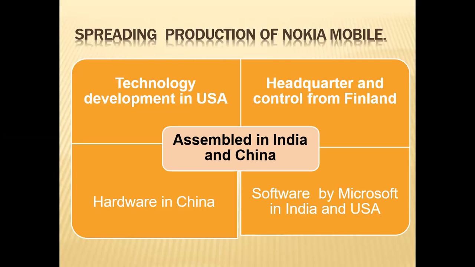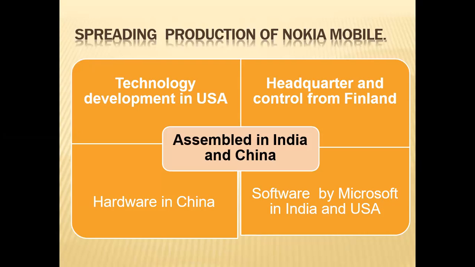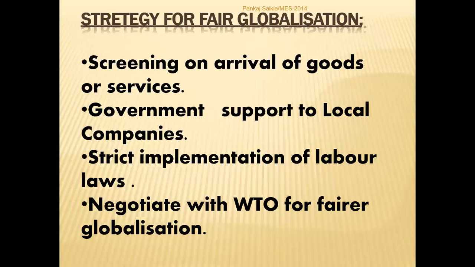So this is how interconnection of production works. This is interlinking production by setting up production centers in different countries and spreading the production across countries. While one is making technology, one is making hardware, one is controlling the process, one is making the software, and all of it is assembled somewhere else.